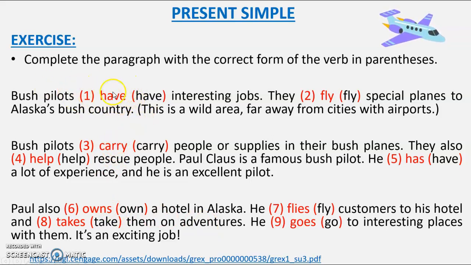Here, we don't put the S, right? Because it's I, right? And Bush pilots is plural. But in this case, they're talking about Paul. Yes, Paul is a he. So we need to write the S or ES, two things. Okay? So very good. Let's get to our next topic.